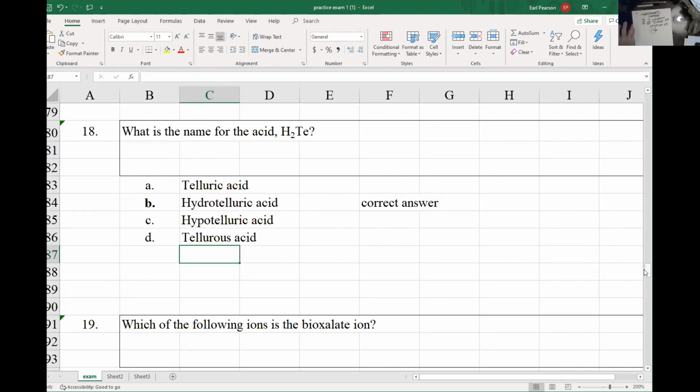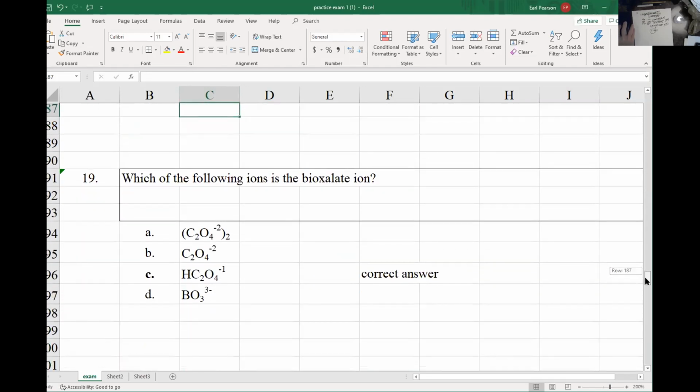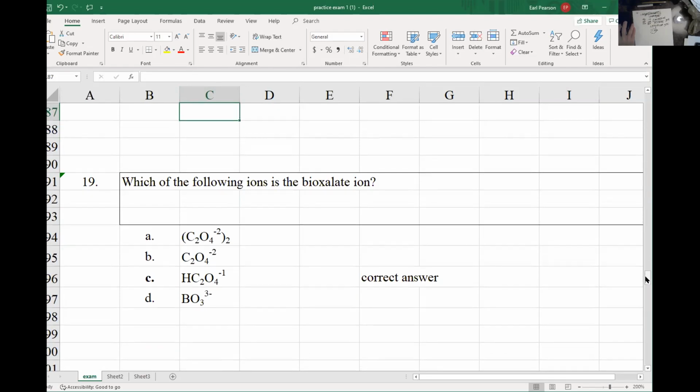Okay, which of the following ions is the bioxalate ion? Oxalate is C2O4 2 minus. If it's got a Bi there, it means it's got hydrogen with it as a positive ion. So it's HC2O4 1 minus. H is a positive ion. So plus 1 with C2O4 minus 2 leaves a net charge of -1. So this is the correct name for bioxalate.